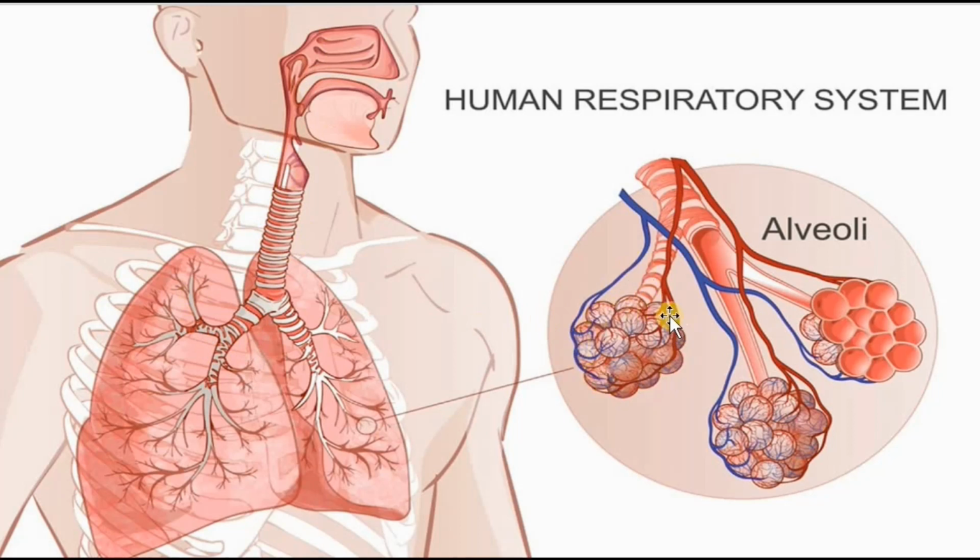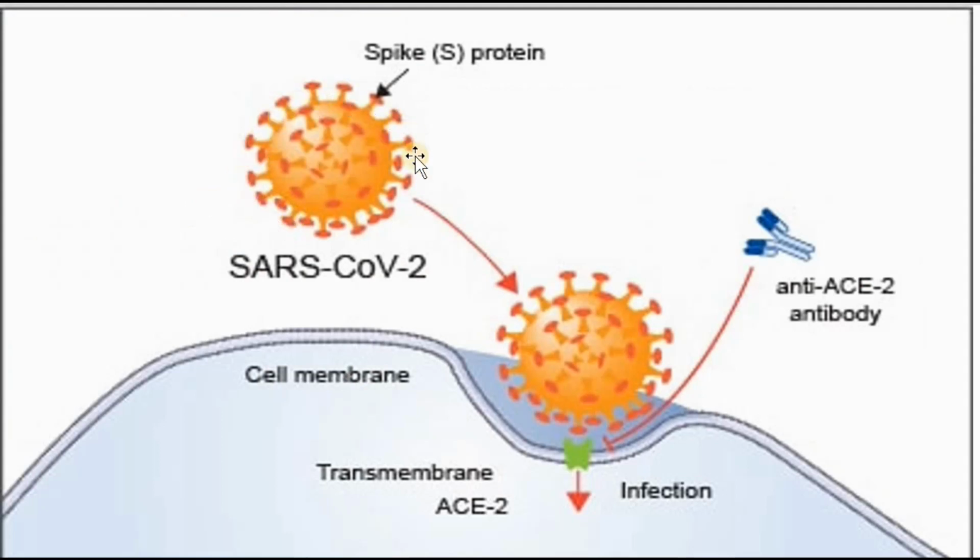What are lung alveoli? These are tiny air sacs found in the lungs where gas exchange takes place. That means carbon dioxide is removed from the blood vessels and oxygen is provided to the blood vessels. So what happens if the virus travels down to the lung alveoli? Now the virus has entered.